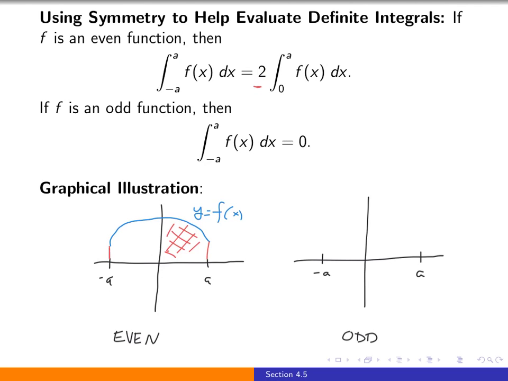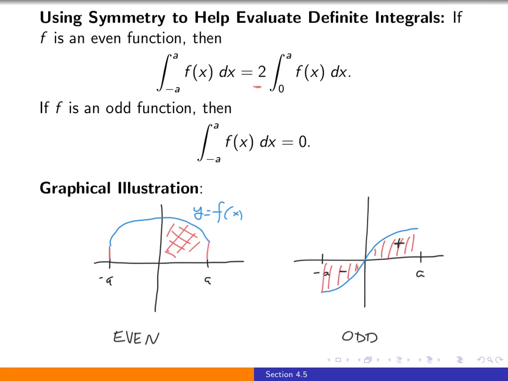If it's an odd function, then the definite integral from minus a to a for any a value is going to be 0. So if we consider a typical odd function, maybe something along these lines, the observation is that because it's symmetric about the origin, the area enclosed above the x-axis in this picture is exactly equal to the area enclosed below. So we take the positive of the area above, the negative of the area below, and they exactly cancel each other off to get back 0.